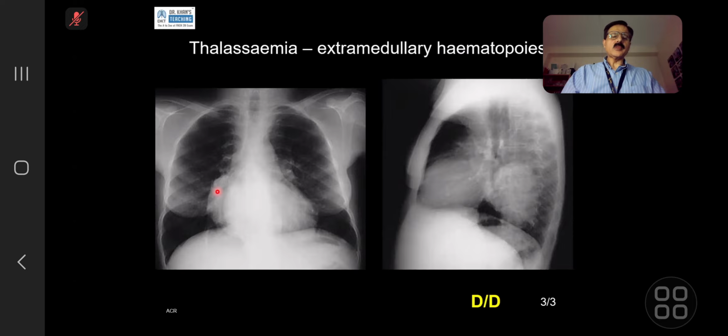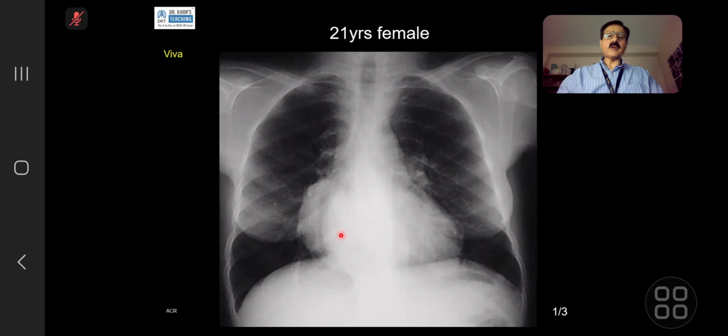Okay, let me take over. Now, if you see here, the findings on this PA view are paravertebral soft tissue, and on this side there is a round retrocardiac shadow, so there is paravertebral soft tissue. The candidate picked that up well. If you see the ribs, for example, compare this rib with this rib, you will agree, though the exposure is not very good, that there is expansion of the ribs. With this finding, your mind should immediately go to extramedullary hematopoiesis.